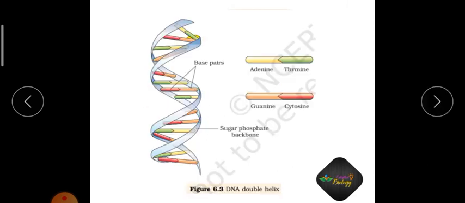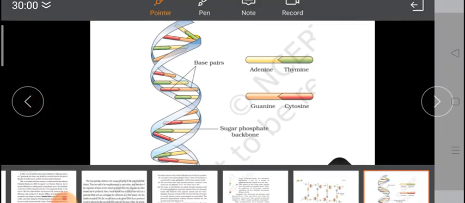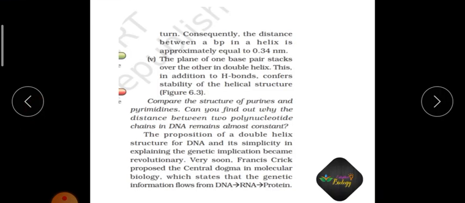To understand this better, let us look at this diagram. So one base pair, the next one, the next one. So the way they are stacked one above the other confers stability. So two things are conferring stability. What are they? The hydrogen bonds between the bases of the complementary strands and the stacking of one base pair over the other. So these two are conferring the stability.